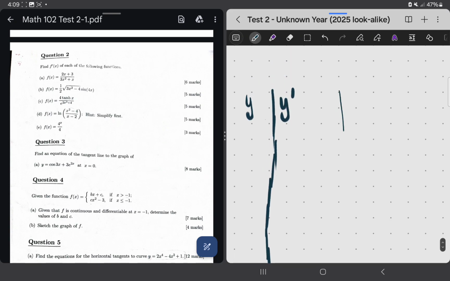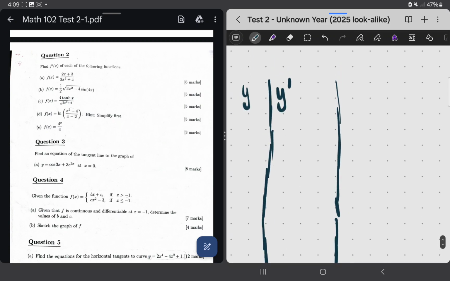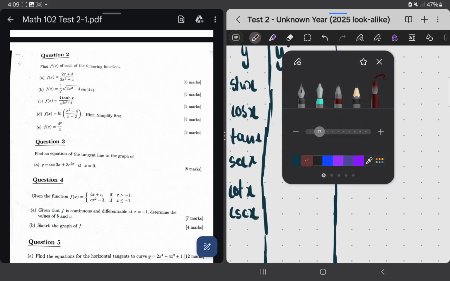So I'll try to do it within 3 minutes. I should be done doing it. So it's going to be like this. So let's do the things. And I know the order for trig is going to be sine, then cos, then tan, then sec x, then cot x, then cosec x, right? Now, let me put the things that I need.